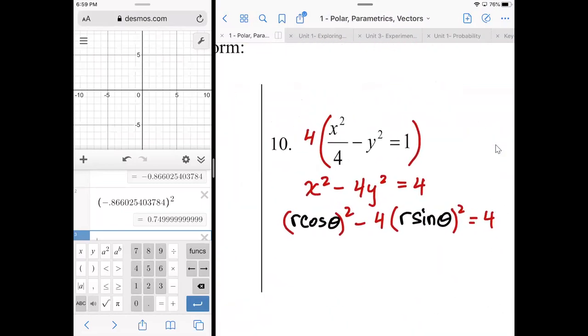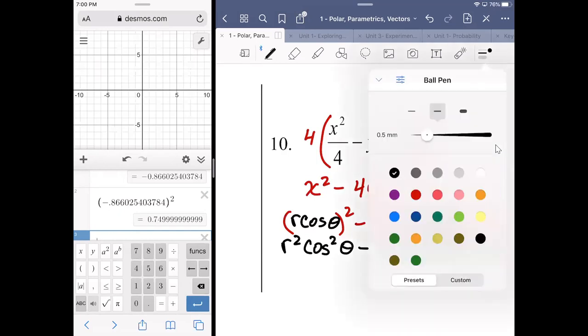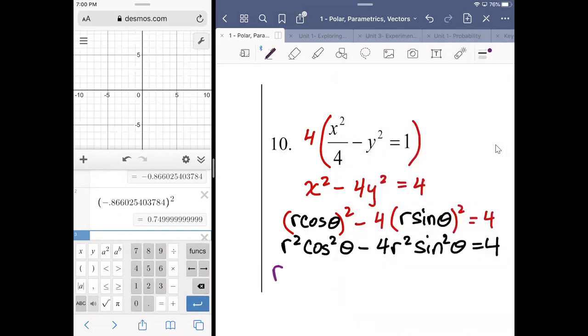All right. And so I can clean it up a little bit. r squared cosine squared theta minus 4r squared sine squared theta is equal to 4. If our goal here is to get r alone, so solve for r in terms of theta, no, I'm not expecting something to be overly good looking in terms of a solution, but I can get r alone. I can just factor out an r squared. It's going to give me a cosine squared theta minus 4 sine squared theta.